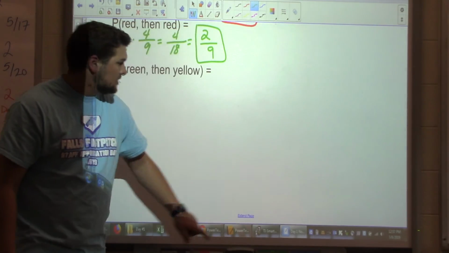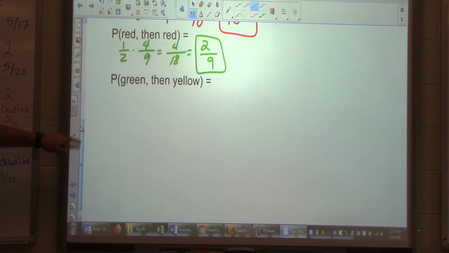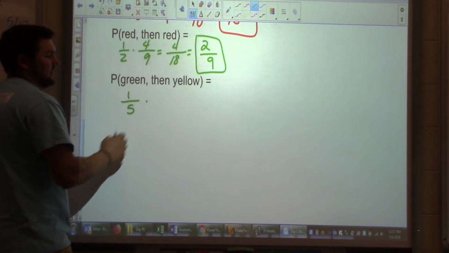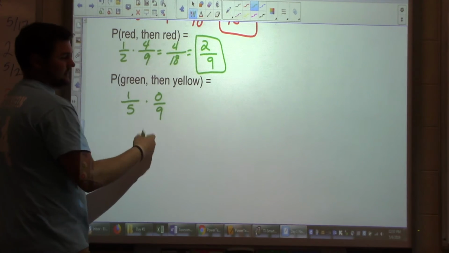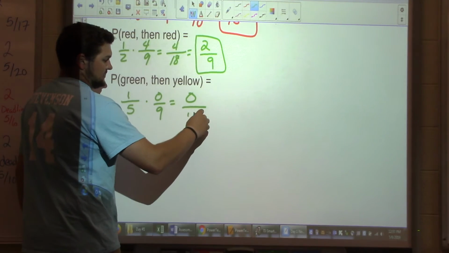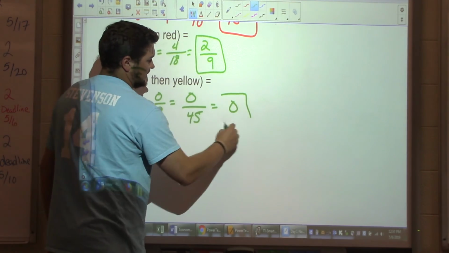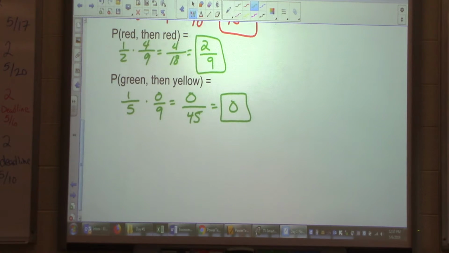Alright, next one, probability of picking green and then a yellow. Well, what's the probability I pick a green? 2 out of 10 or 1/5 times, what's the probability I pick a yellow? 0, right? There's no yellows in there, so 0. 0 out of 9, technically, if you want to do it that way. That comes to 0 out of 45, which is just 0. It'll never happen because we don't have any yellows. It's impossible. Alright? So independent events do not rely on each other. Dependent events do rely on each other. Okay?